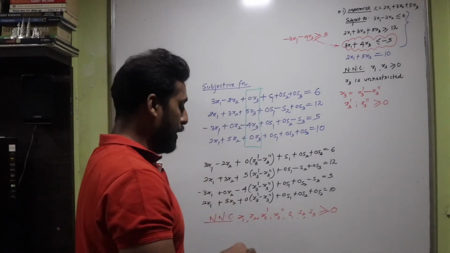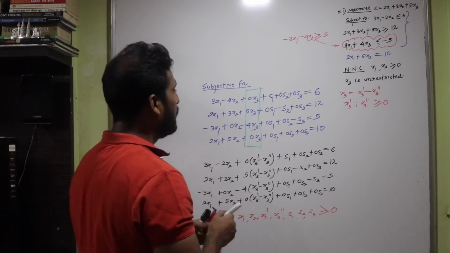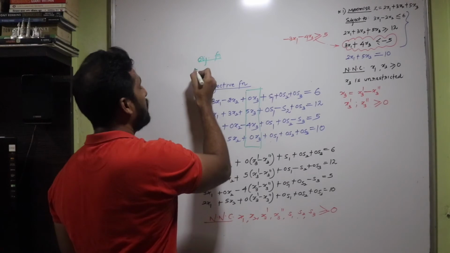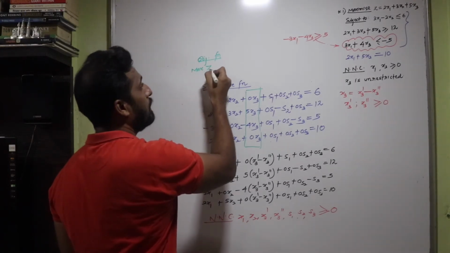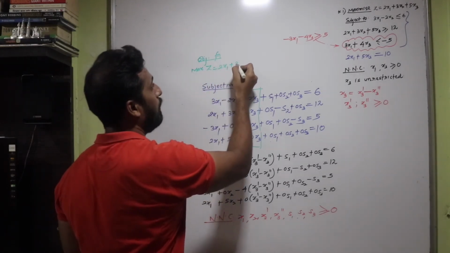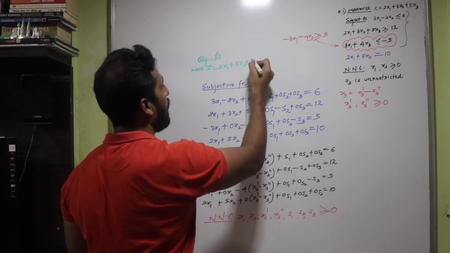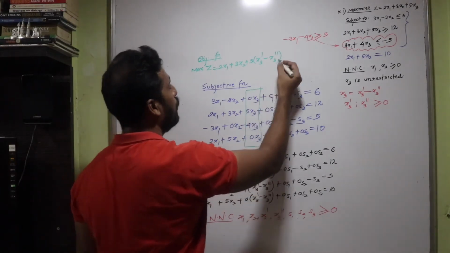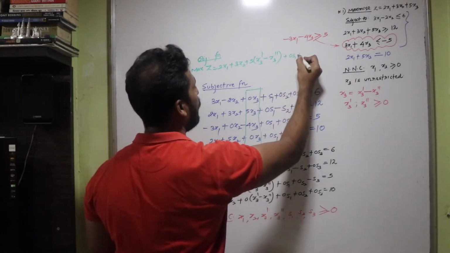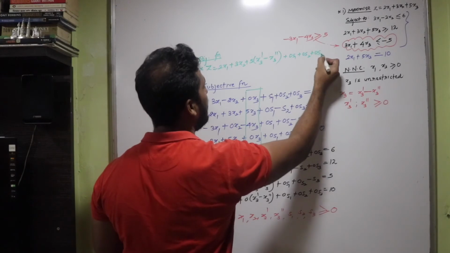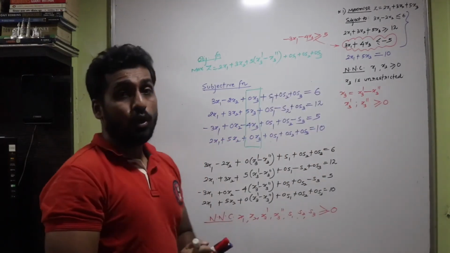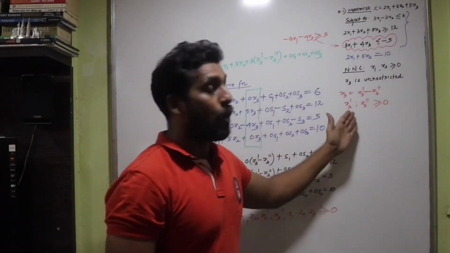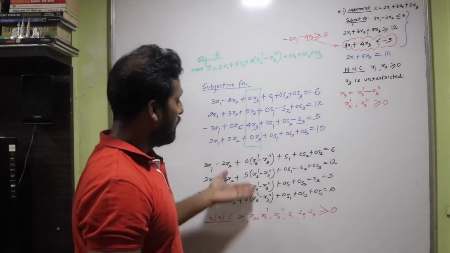And finally you can write your objective function. So the objective function can be written as, it was maximize z is equal to 2x1 plus 3x2 plus 5 x3 written as x31 minus x32, then plus 0s1, 0s2 and 0s3. So students, this is how we transform a given linear programming problem into a standard form.